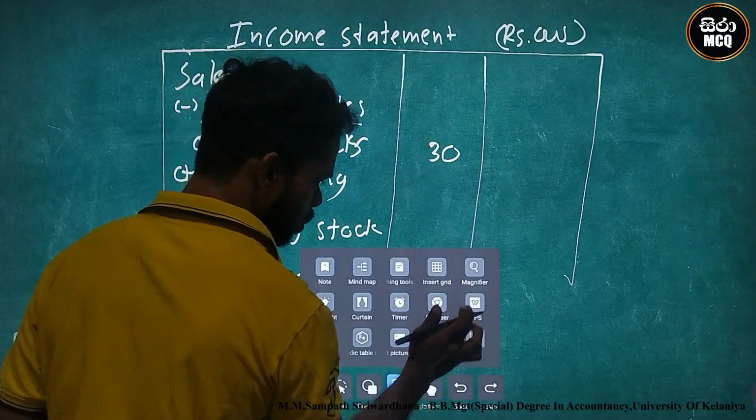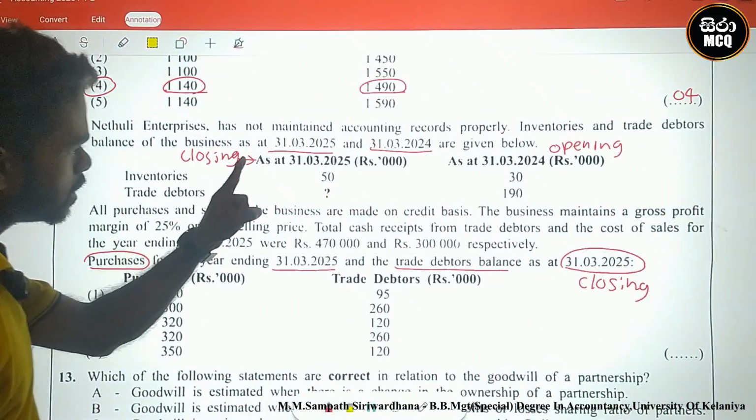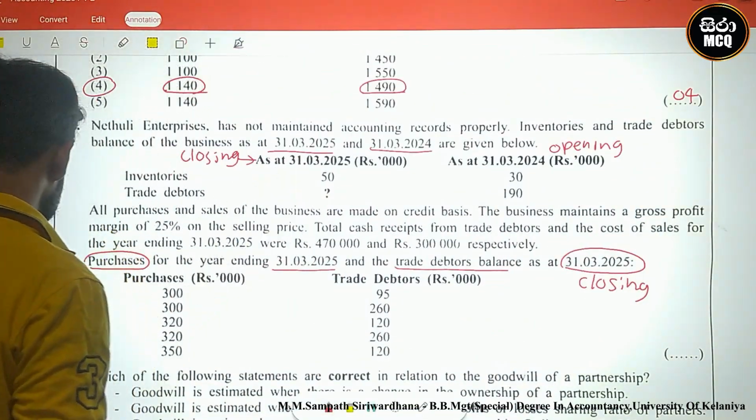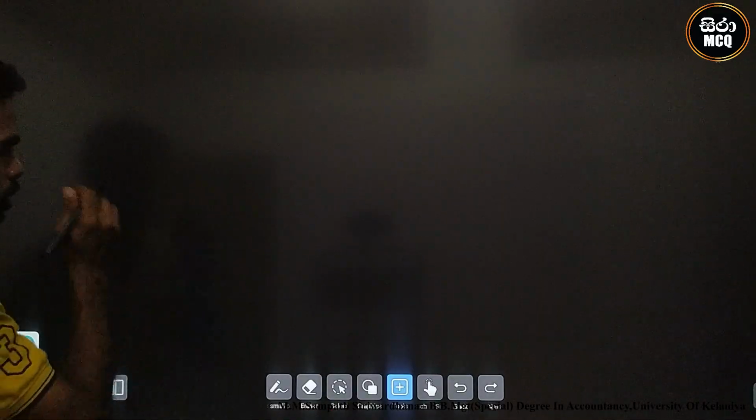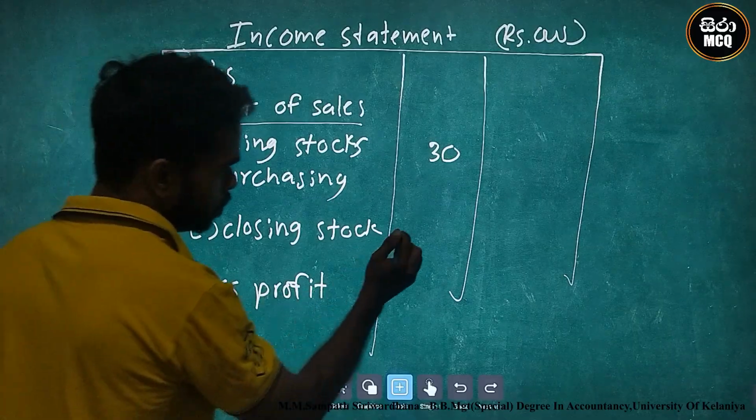And what is the closing stock? Look here, inventories closing balance 50. 50 should be deducted from cost of sales. Look here, closing stock, deduct 50.